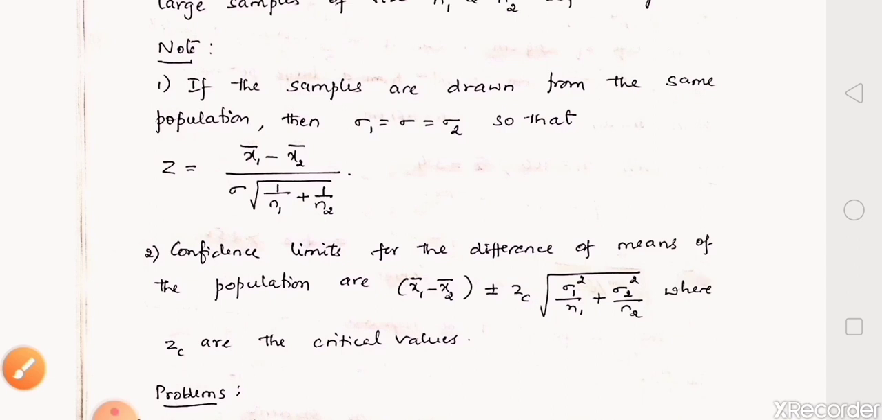Second point, confidence limits for the difference of means of the population are x1 bar minus x2 bar plus or minus zc into square root of sigma 1 square divided by n1 plus sigma 2 square divided by n2, where zc are the critical values.